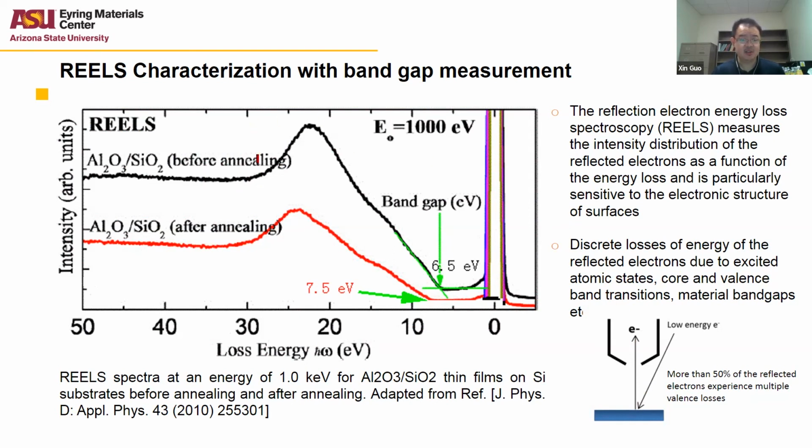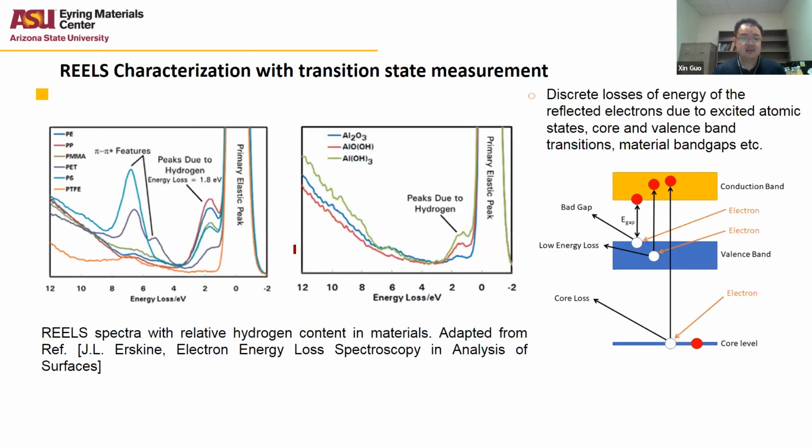Here is an example, the real spectrum on alumina silica thin films. Before annealing, we observe the onset of absorption, which is the start point for generation of electron-hole pairs, indicating a band gap value around 6.5 eV. And after annealing, we observe the band gap increase to 7.5 eV. That tells us the annealing can remove the surface defect states that decrease the band gap. So REELS can also measure transition states and even hydrogen content.